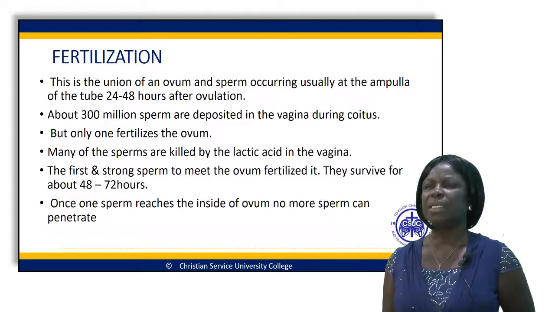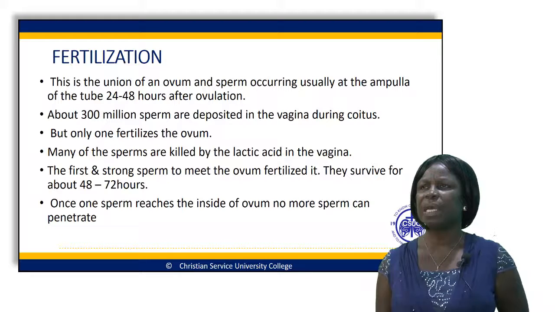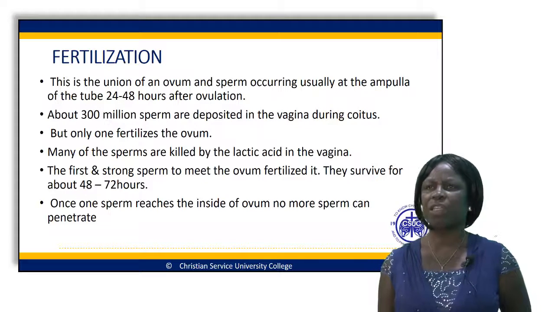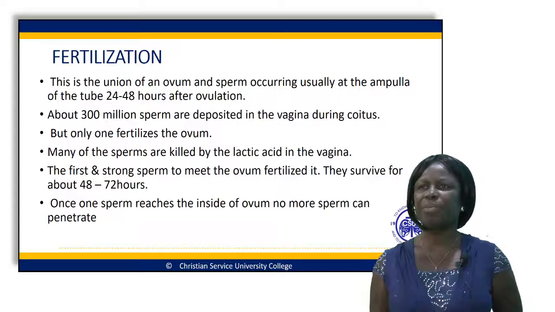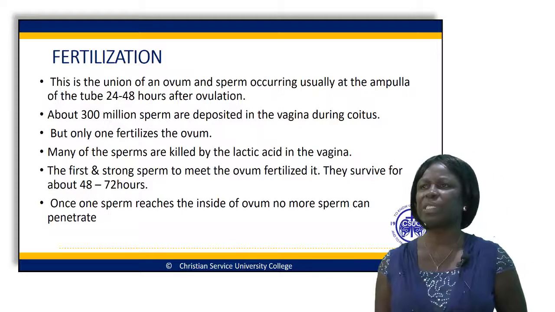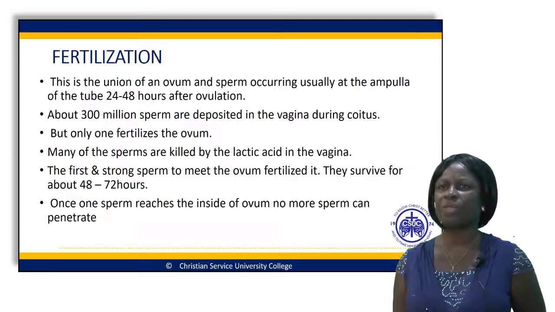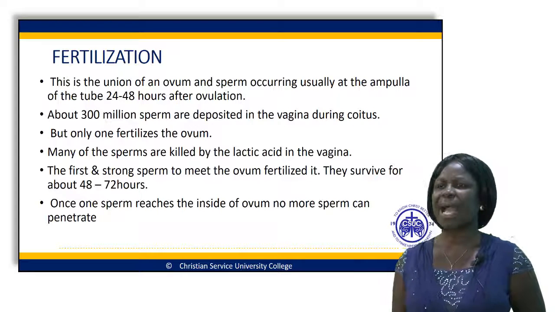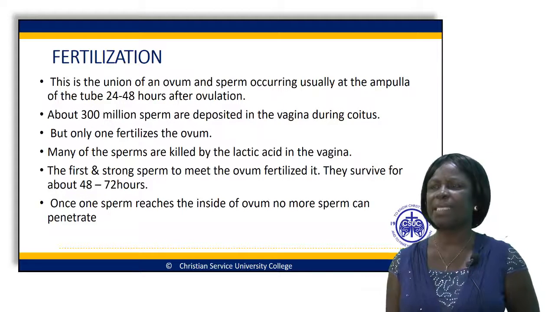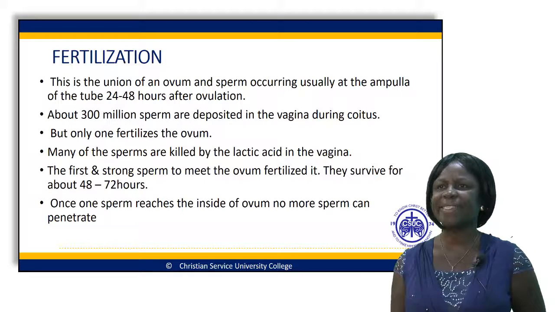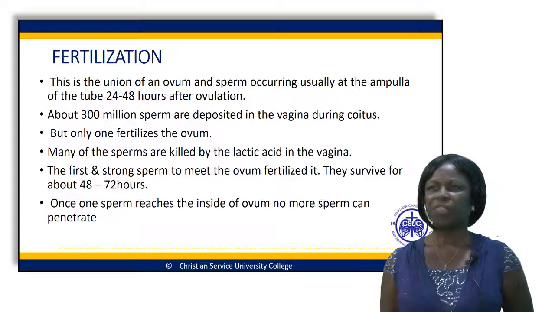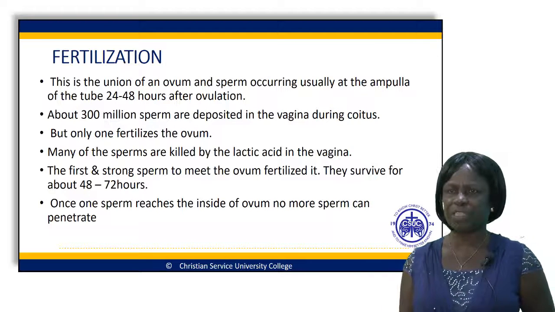Fertilization. This is the union of an ovum and sperm, occurring usually at the ampulla of the tube 24 to 48 hours after ovulation. About 300 million sperm are deposited in the vagina during coitus, but only one fertilizes the ovum. Many of the sperms are killed by the lactic acid in the vagina. The first and strongest sperm to meet the ovum fertilizes it. They survive for about 48 to 72 hours.